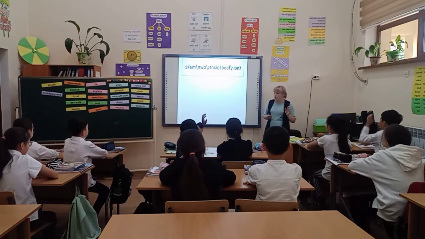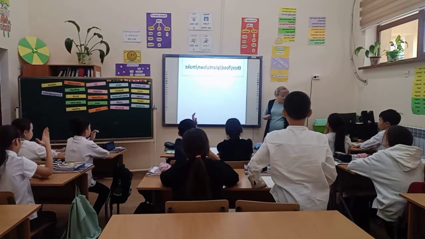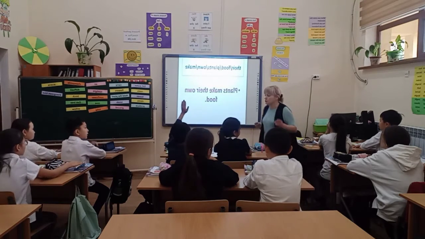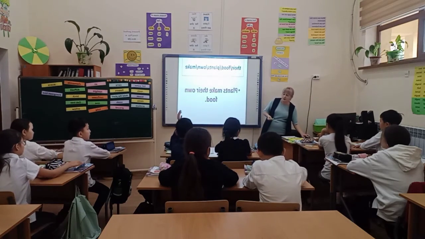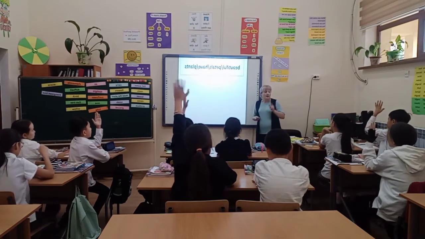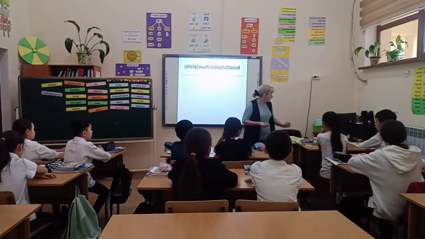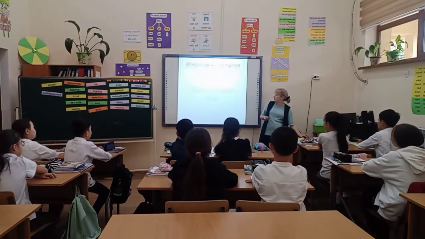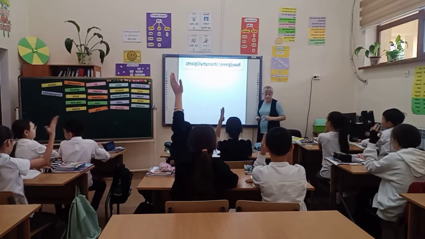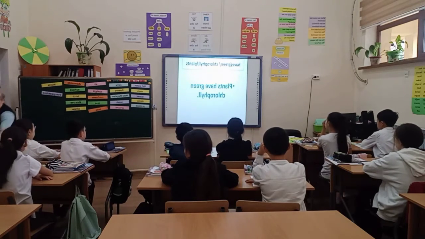Their, food, plants, on, make. Make up a sentence. Nariman, try. Plants make their own food. Wait a minute, I will show you and then you will raise your hand. Beautiful petals have plants. Plants have beautiful petals. Plants have green perfume and smile for you.